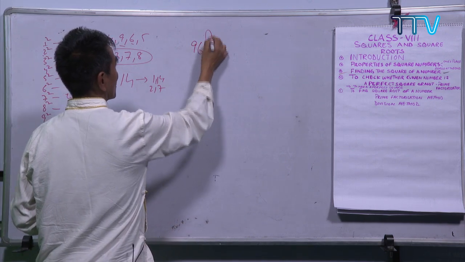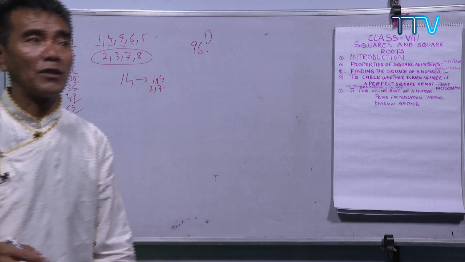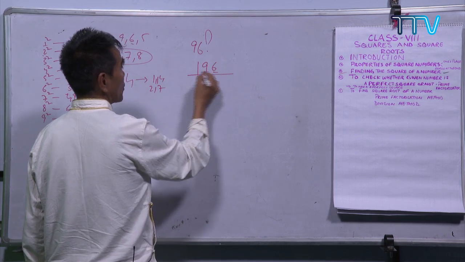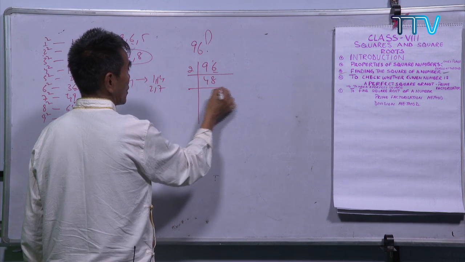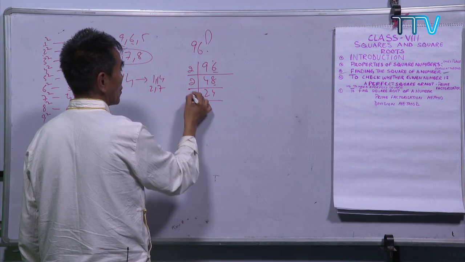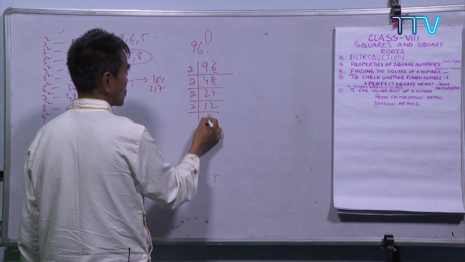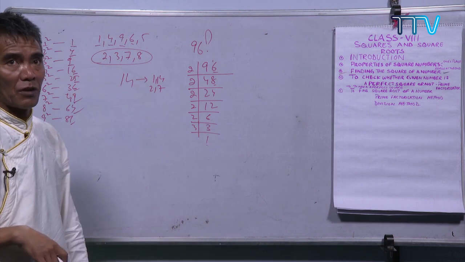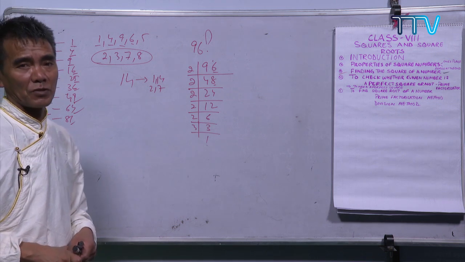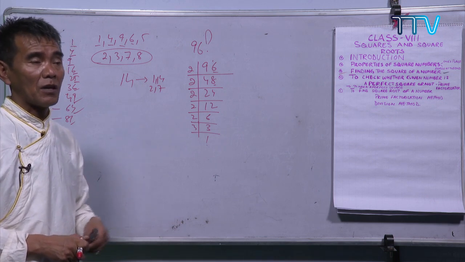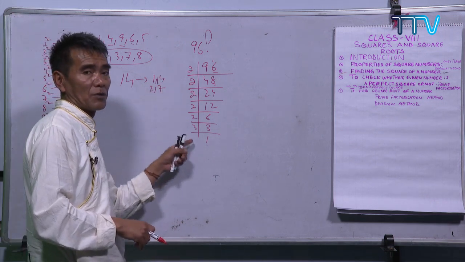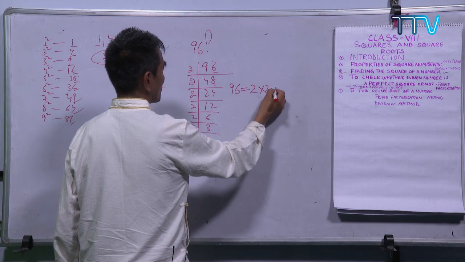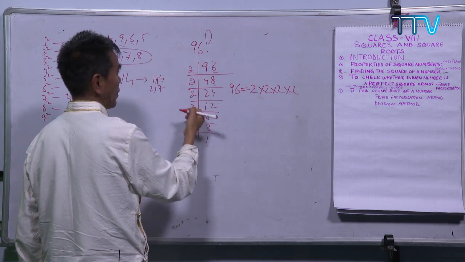First question: is 96 a perfect square? Find the prime factors of 96. It is an even number, so divide by 2: 2 times 48, 2 times 24, 2 times 12, 2 times 6, 2 times 3, and 3 times 1. You learned this prime factorization method in lower classes also. So 96 can be written as a product of 2 multiplied by 2 multiplied by 2 multiplied by 2 multiplied by 2. How many times 2? 1, 2, 3, 4, 5.